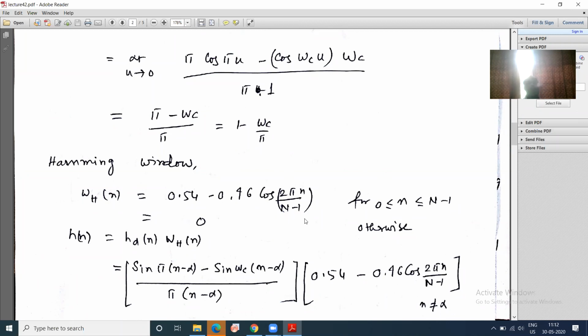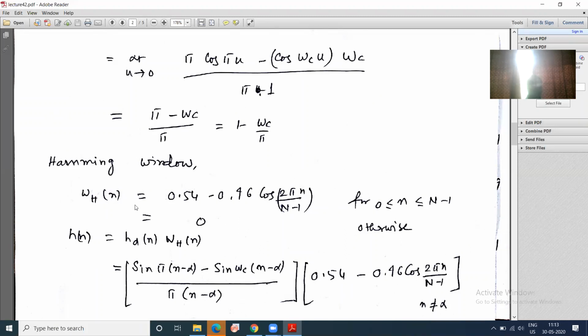In your syllabus, 2 to 3 windows are there. I will discuss all these 3 windows on problems. The window function is nothing but a quantity that is to be multiplied with hd(n), so that it is finite and ranges from 0 to N minus 1. This window will be specified in the problem, or if it is not given, then you have to remember this also.